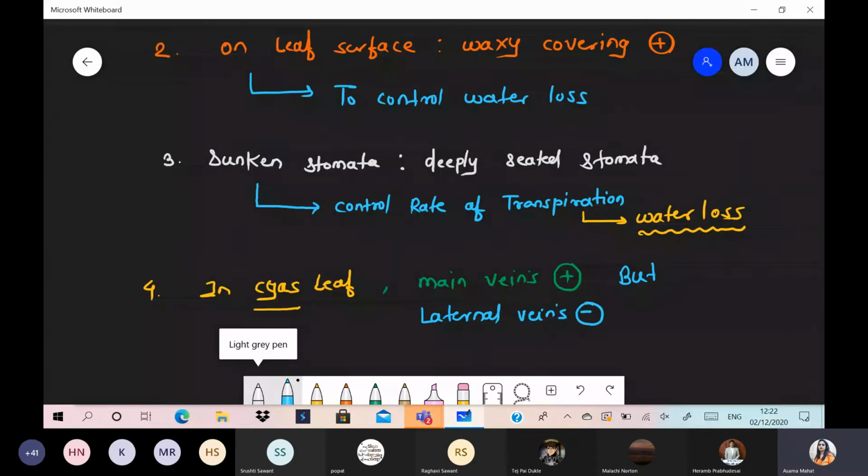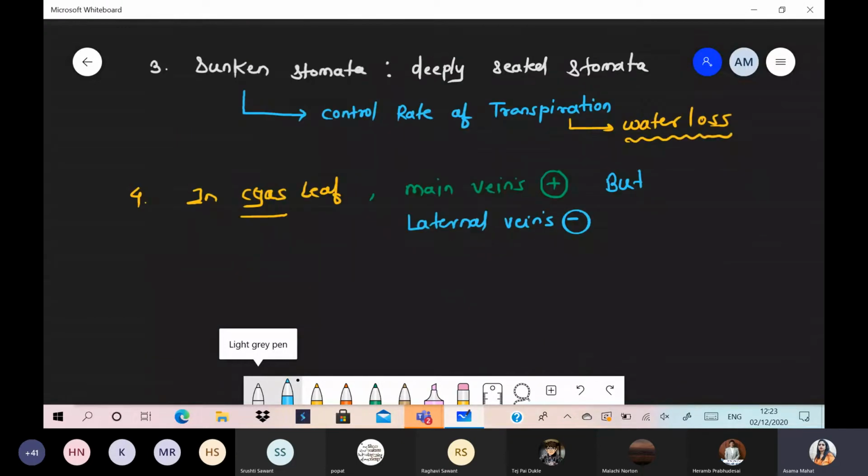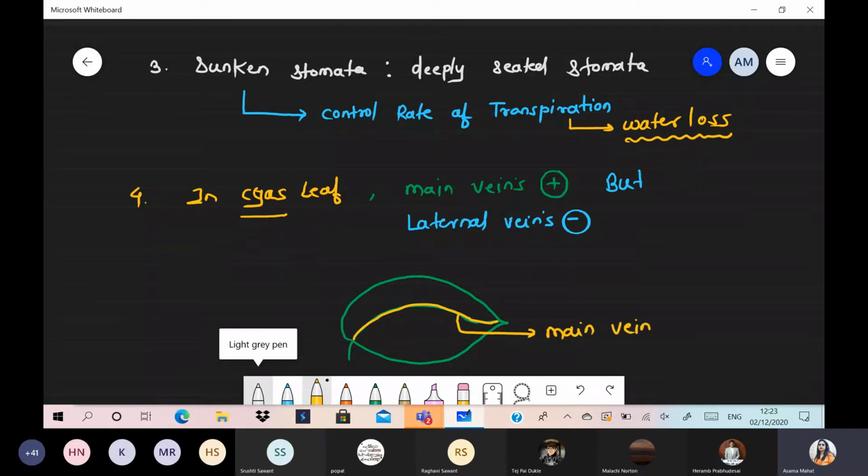Lateral veins are absent. So what is the meaning of the main veins and what is the meaning of these lateral veins? So we are talking about that point of view. When we are talking about the main veins, each and every leaf has the midrib, and that midrib is nothing but the main veins. So I'm giving some point. This is the central part, and these are the mid veins, also called the main veins.